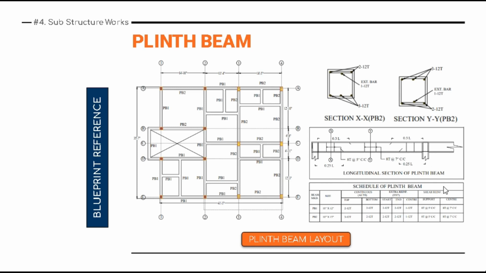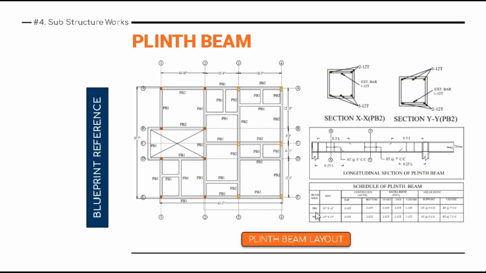Okay, and this is the longitudinal cross section. Here you can understand how the extra bars are shown. You can see the extra bars, it has been mentioned 0.3 L, which means 0.3 times the total length of the span, L being the span of the beam. In the bottom you can see 0.25 L, and these are the stirrup spacing that has been mentioned, that is 8T at 5 inch center to center. So these are basically the stirrup spacing.